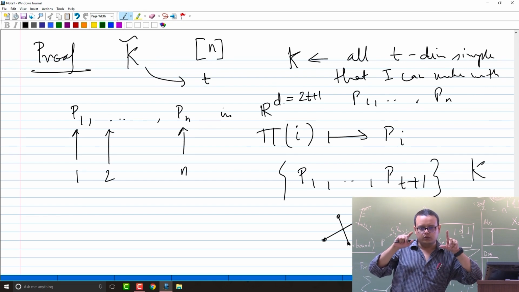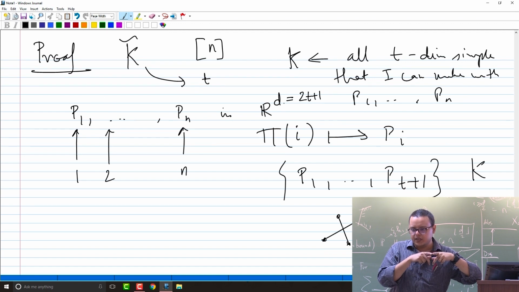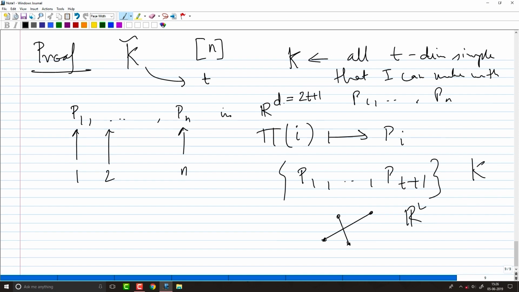I take two t-dimensional simplices and show they don't intersect in the interior. If at all they intersect, they should intersect on a face. Then I will be done. Nothing like this. They are allowed to not intersect, or if at all they intersect, it should be on a face. So, these are valid things. Okay. So, this is the only thing I have to show.